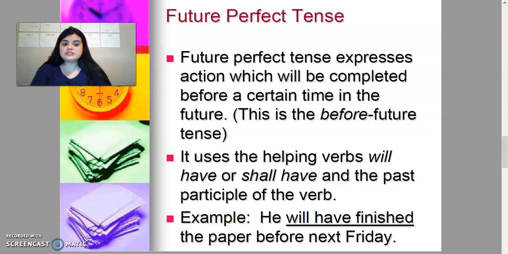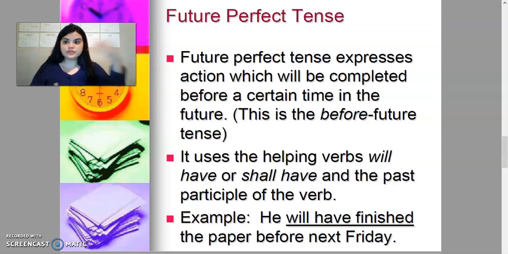For example, it uses the helping verb will have or shall have, and the past participle of the verb. Let's say an example. He will have finished the paper before next Friday. So actually, we will not use has, okay? Just like if we say he will has. No, that is not correct. He will have finished the paper before next Friday.